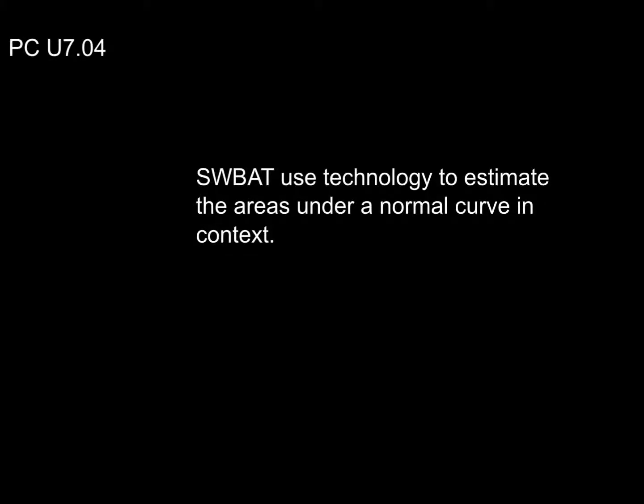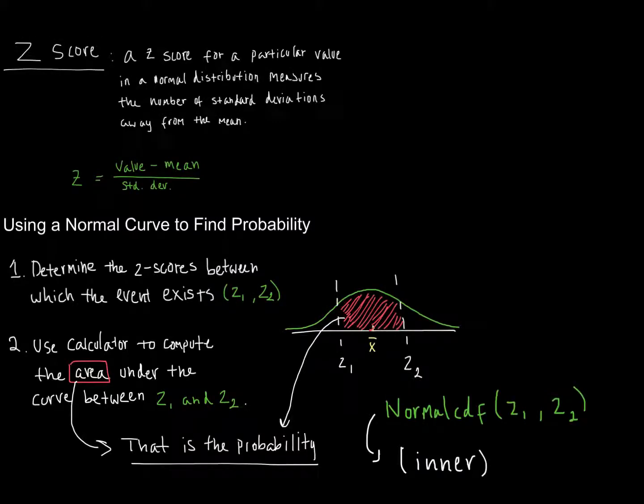U7.04. We're going to use technology to estimate the areas under a normal curve in context. This is just going to be a follow-up from what we've worked on today, and hopefully you'll feel really confident in understanding how you're computing the area under the curve and what it means in the context of the problem. So just a quick refresher.